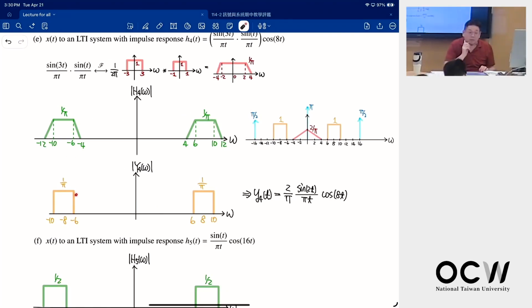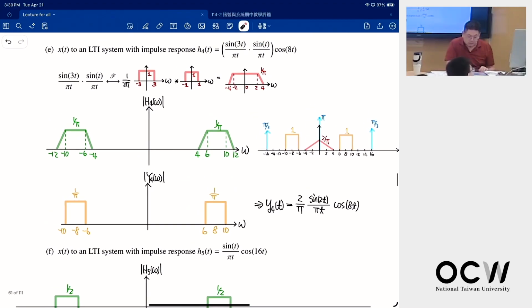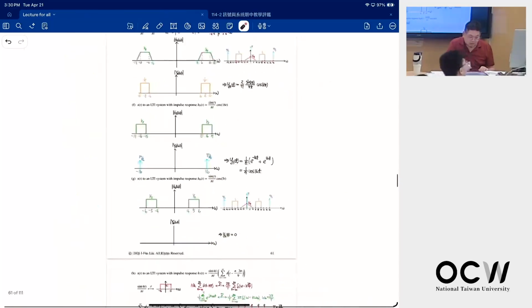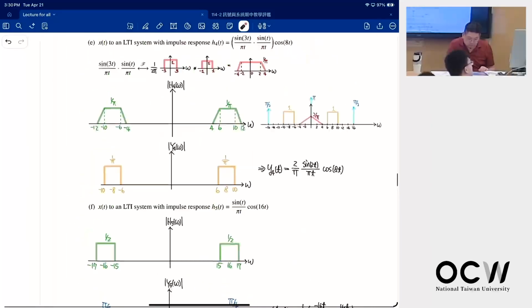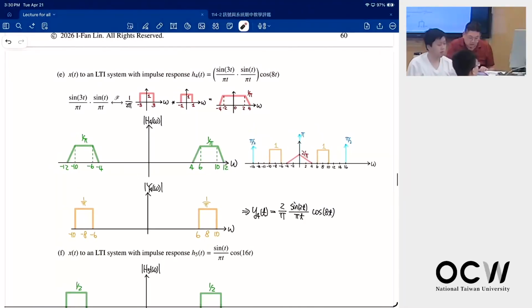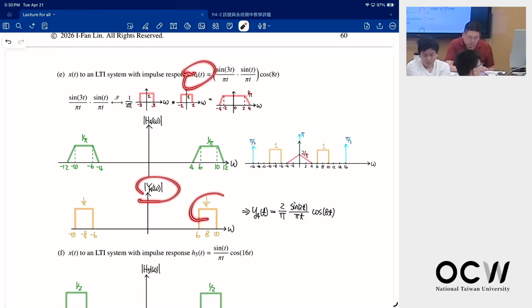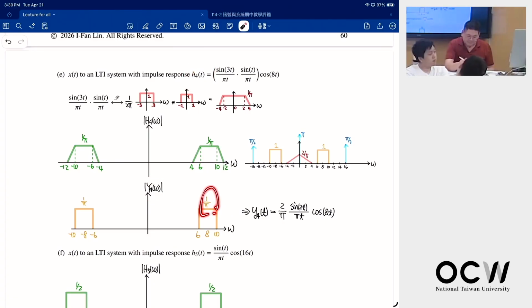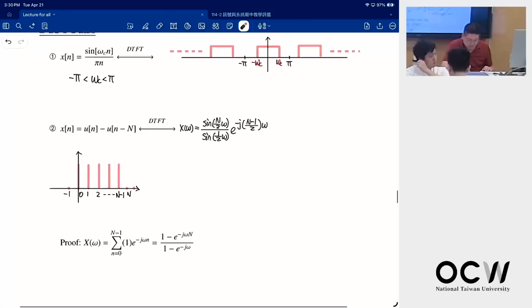Last week, here it should be 1 over pi. In page 61, here for H4, the y here it should be 1 over pi. Right? It's not 1 over 2, 1 over pi. All right.